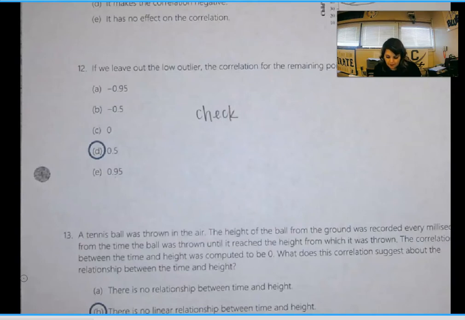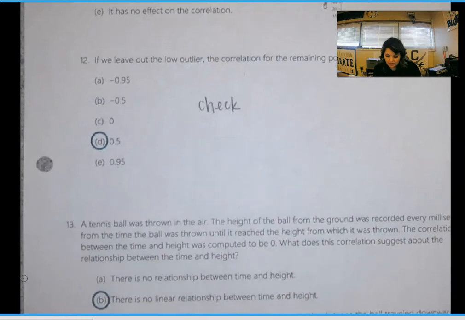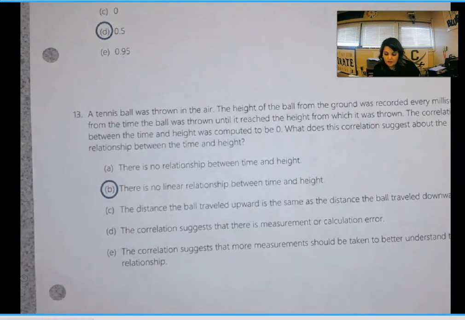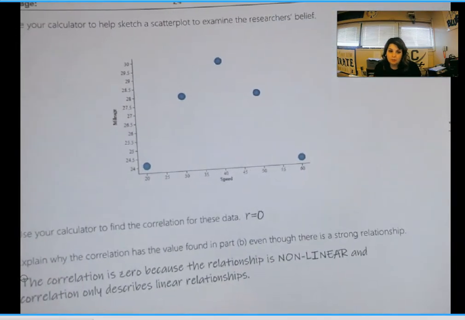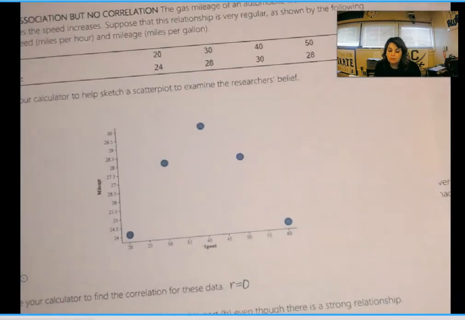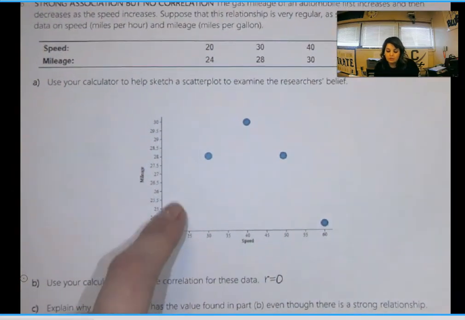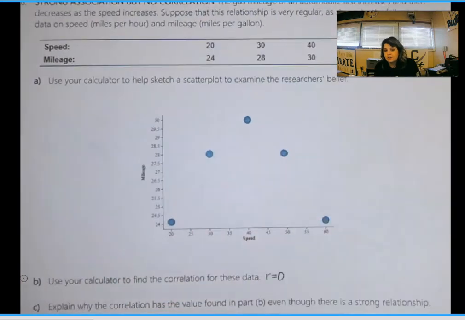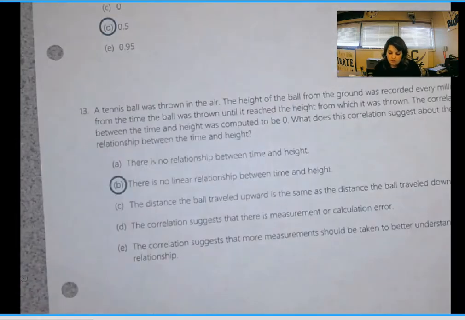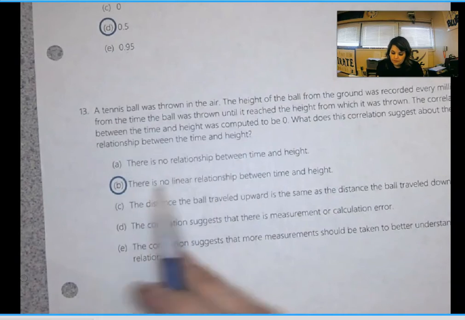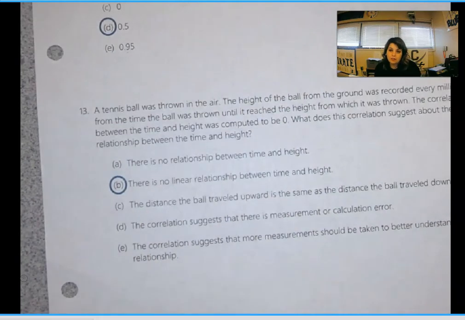The tennis ball thrown into the air is beta. There is not a linear relationship between time and height. It has the miles per gallon relationship. So if you graphed the data for the height the ball travels, it would look like this. You throw the ball up, and then it comes back down to where you threw it from. So there is no linear relationship.